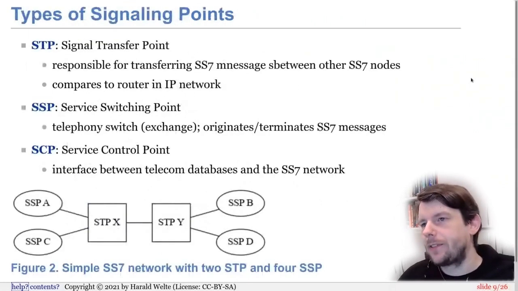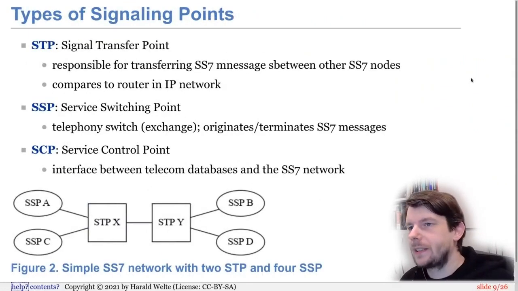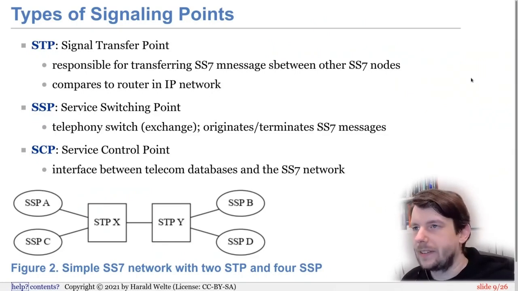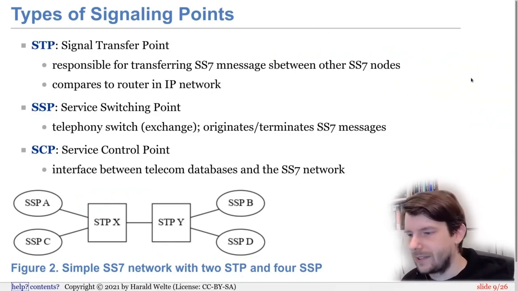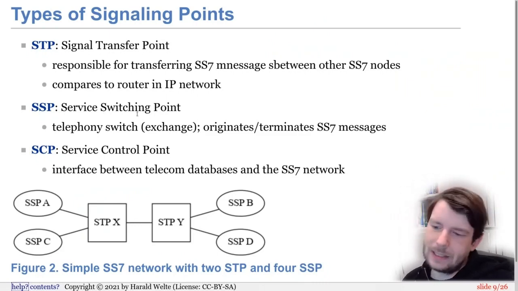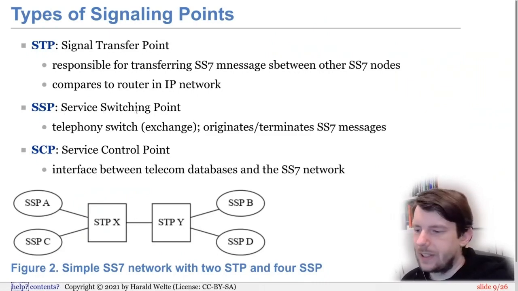Yeah, so we have different types of signaling points in the network. As I said, a signaling point is every node inside the SS7 network. We have 3 different types. One is the STP, the signal transfer point, which is responsible for transferring SS7 messages between SS7 nodes. You can compare this to a router in an IP network. So if you look at the diagram here, we have 2 STPs, and we have SSPs, and SSPs are the service switching points, which are telephony switches or telephone exchanges, which originate or terminate SS7 messages, but they don't route them.